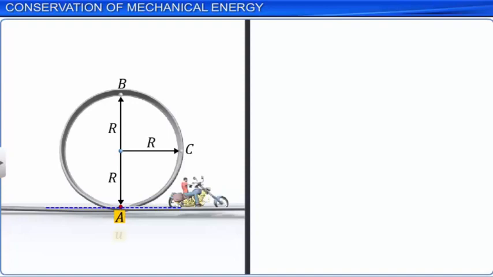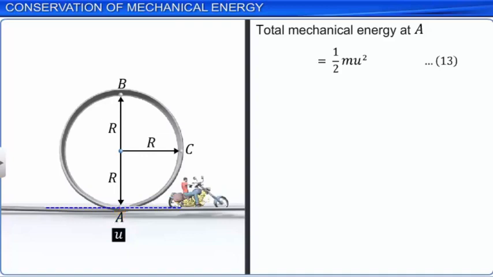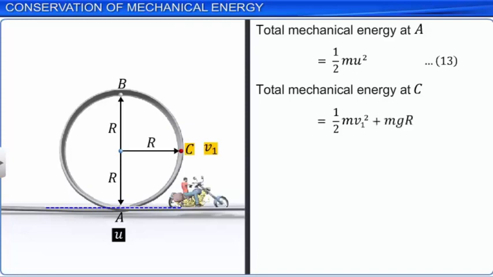Let it be assigned a horizontal velocity u at the lowest point A. At point A, the total mechanical energy of the system is denoted by the expression half mu square. Let this be equation 13. When it is at horizontal position C, its velocity is v1, and the height of C from the reference level is equal to r. When at C, its total mechanical energy is partly kinetic, which is half mv1 square, where v1 is the magnitude of velocity at C, and partly potential, which is mgr. The total mechanical energy at C is denoted by half mv1 square plus mgr. Let this be equation 14.